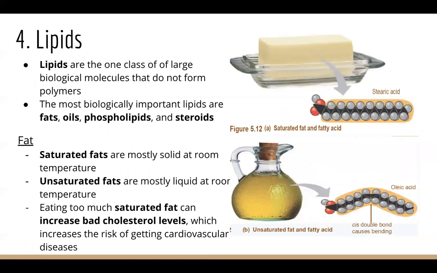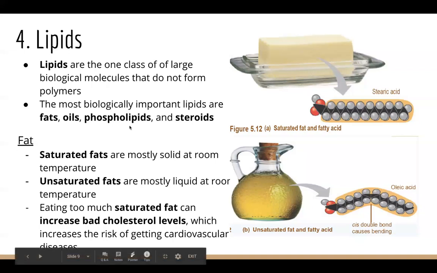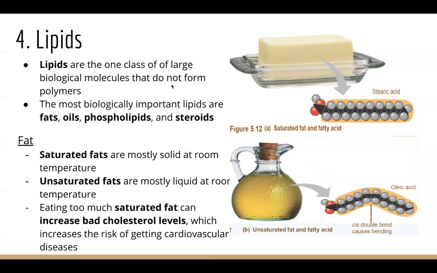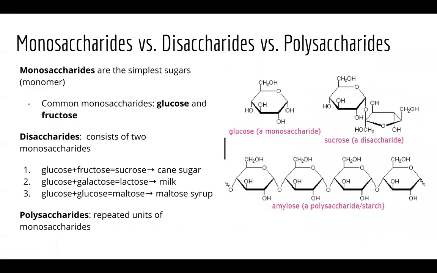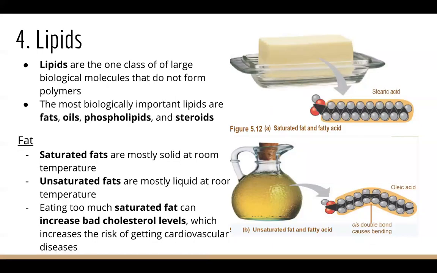And last but not least, the last macromolecule is called lipids. And something special about lipids is that they are not a polymer because they're not formed by monomers. Lipids are the one class of large biological molecules that do not form polymers. And the most biologically important lipids are fats, oils, phospholipids, and sterols. And I'm going to be focusing on fats in this lecture.